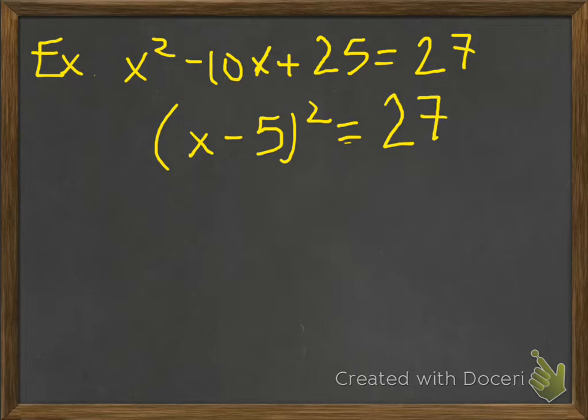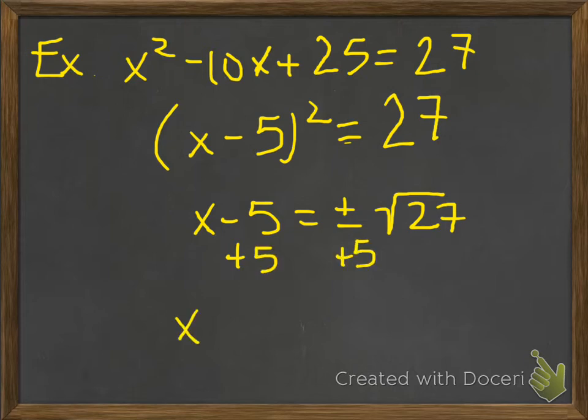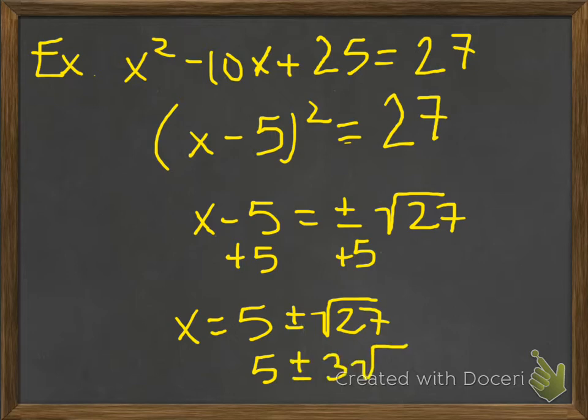Now, since it's isolated where all you have is a square on the outside, you can take the square root, and you're left with x minus 5. Notice that just gets rid of the parentheses. You'll have equals plus and minus the square root of 27, which we'll later find out is 3 square root of 3. Then from this point, all we have to do is get rid of the minus 5. How do we do that? Add 5. So we're going to add 5 to both sides, and we're left with x is equal to 5 plus and minus the square root of 27. You can further simplify that to be 5 plus and minus 3 square root of 3.